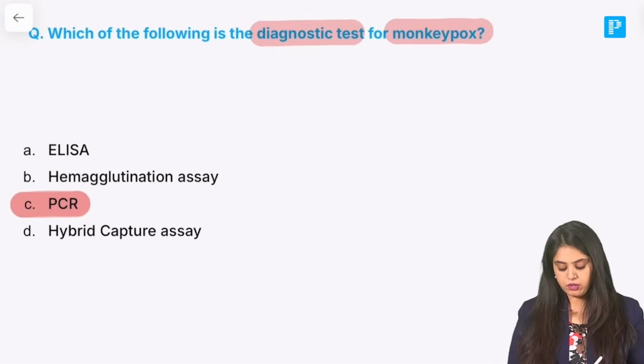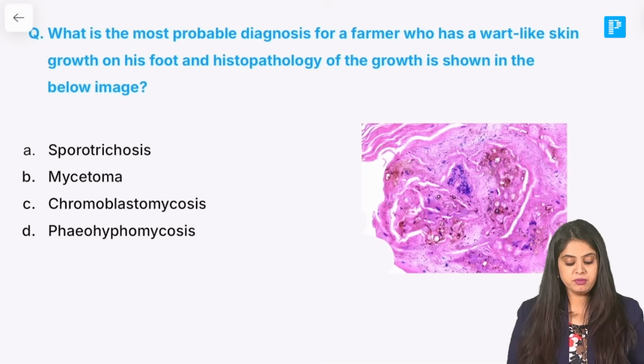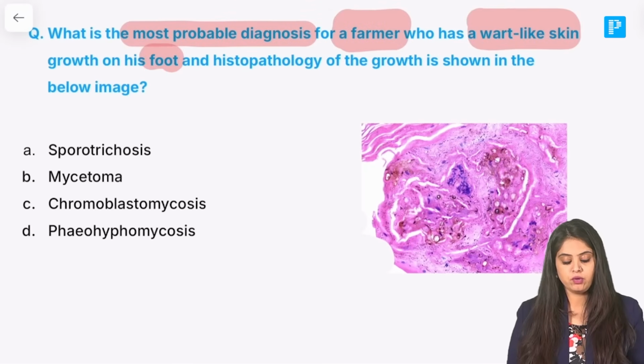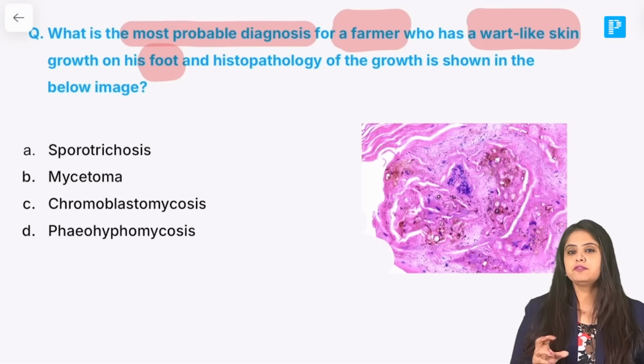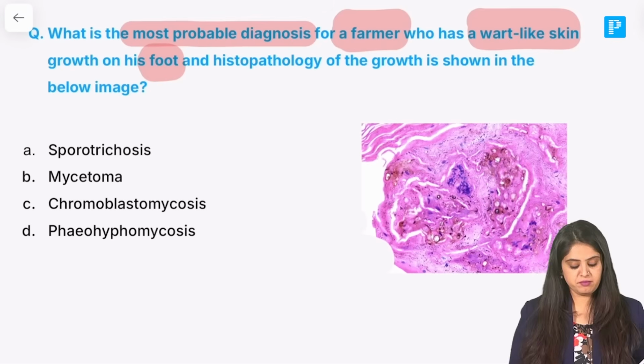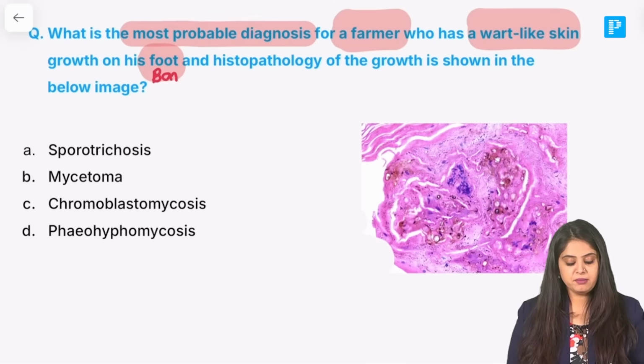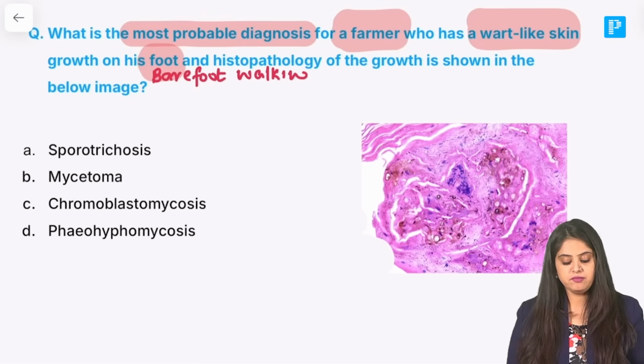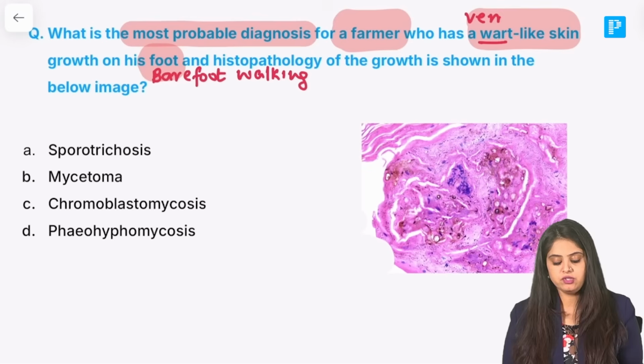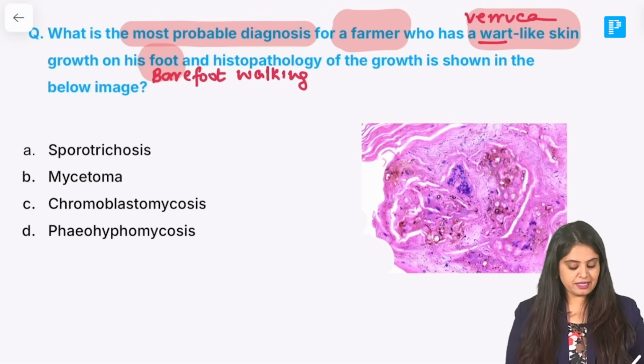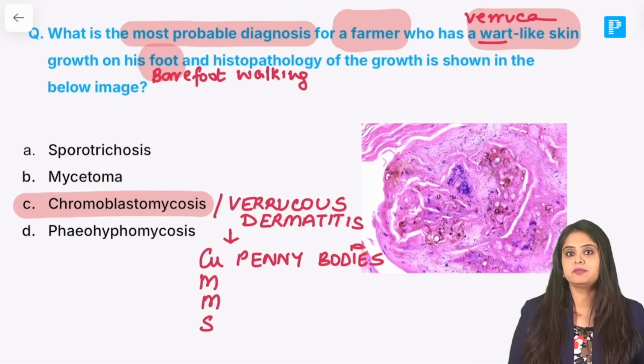Moving on to the next question, which is the most probable diagnosis they've asked you in a farmer having a warty skin lesion on the foot. Having a lesion on the foot means the primary site must have been the foot, and since he's a farmer, maybe barefoot walking is there. Then they say warty lesion. Wart in dermatology reminds me of verruca. Yes, that is a classical case of chromoblastomycosis, because the other name is verrucous dermatitis.